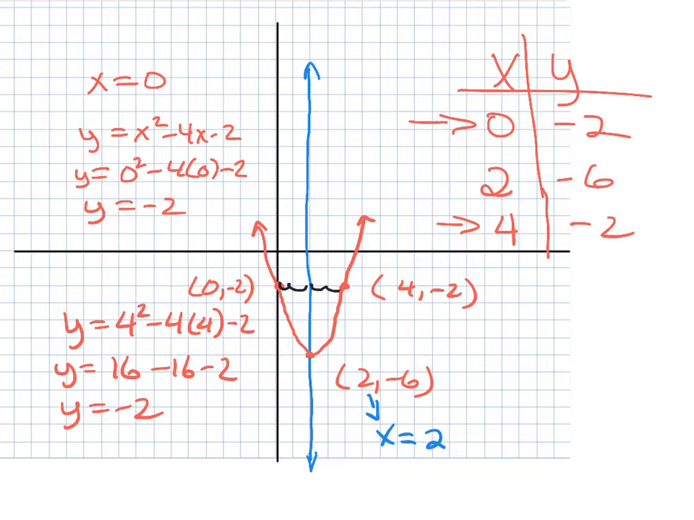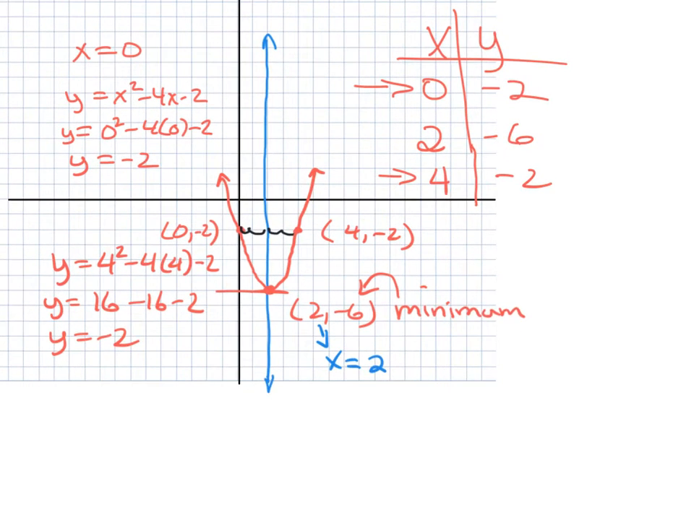Now, when your graph is a U shape, this vertex value, this is as low as it gets, so this value is a minimum. And the minimum value it takes on is always the y of the vertex. The lowest it gets here is negative 6. That's also the number I'm going to use for my range.